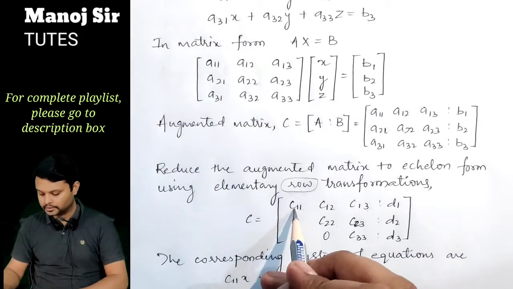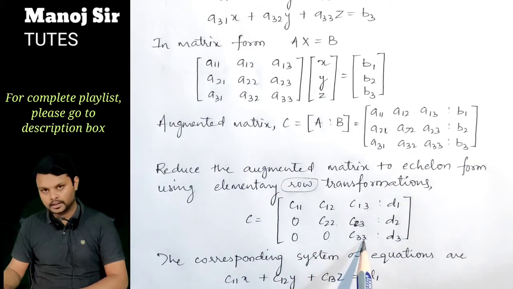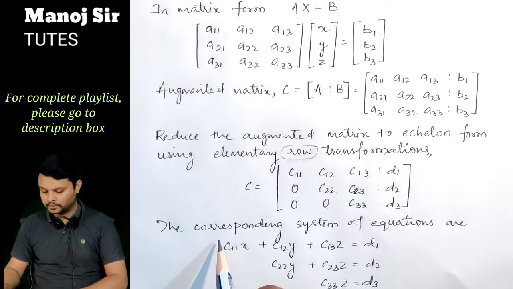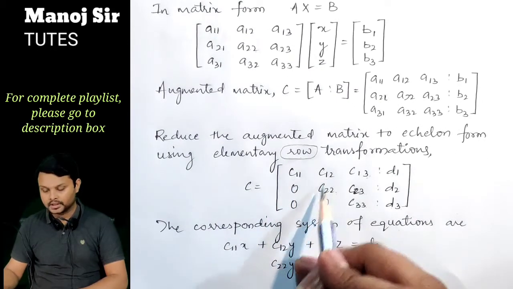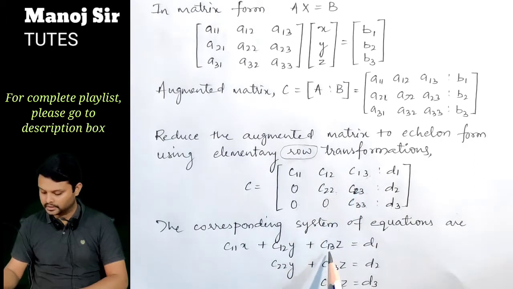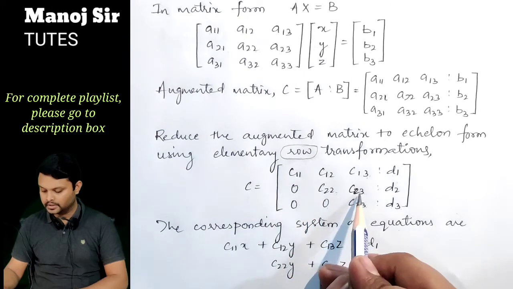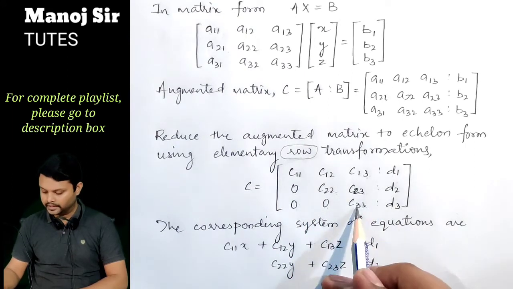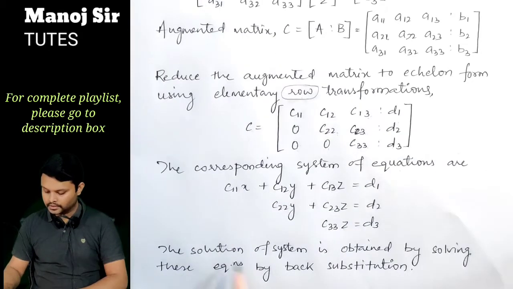So you have C = [c11, c12, c13, d1; 0, c22, c23, d2; 0, 0, c33, d3]. Then we have to write the corresponding system of equations, that is c11x + c12y + c13z = d1. In the same way we can write c22y + c23z = d2, and c33z = d3. After that, the solution of the system is obtained by solving these equations by back substitution.